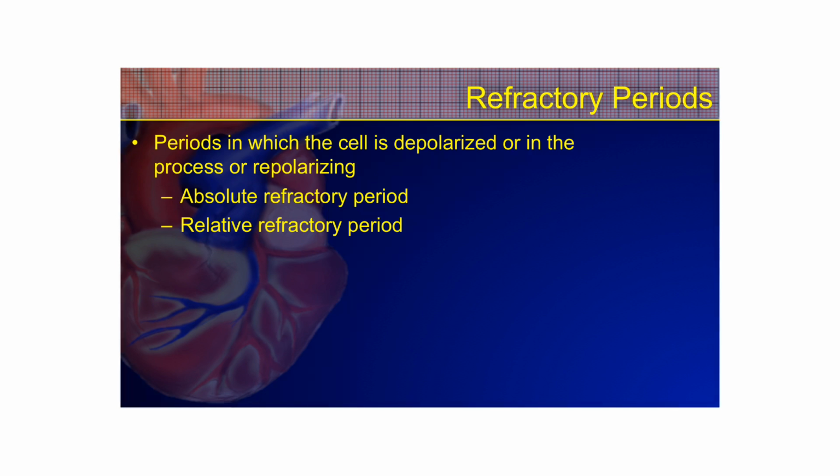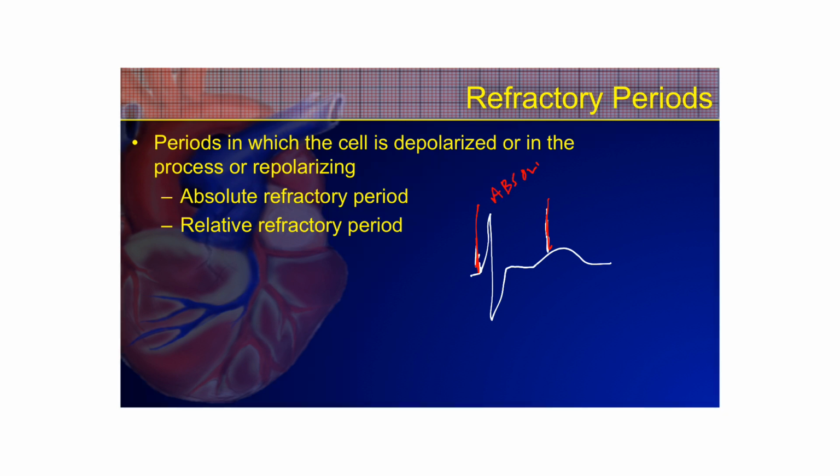Okay, so if we were looking at a QRS, let's just draw a QRS and then a T wave, okay? All right, so we know that from phase 0, the beginning of the QRS, to about the middle of phase 3, let's say right about here, okay? So from here to here would be considered your absolute refractory period.